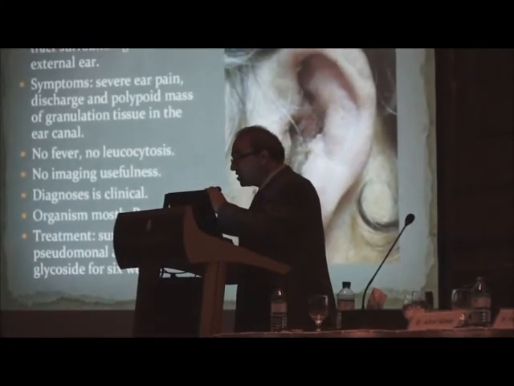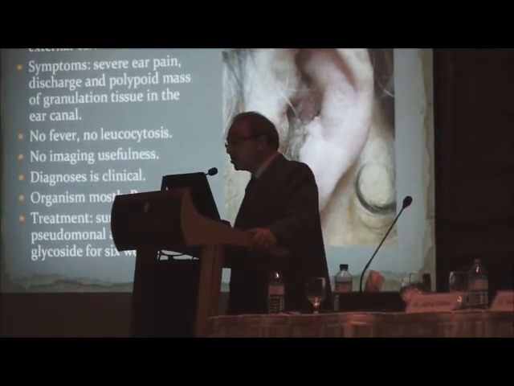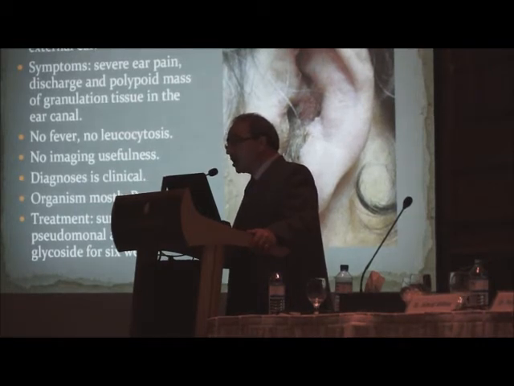Malignant otitis externa is an infection that occurs in the soft tissue surrounding the external ear. The symptoms start in the form of ear pain and discharge, accompanied by a polypoid mass of granulation tissue protruding from one ear. Characteristically, there is no fever and no leukocytosis. Imaging usefulness is very low in these cases, especially at the start, because there is no bone involvement. All the involvement is mainly in the soft tissue.